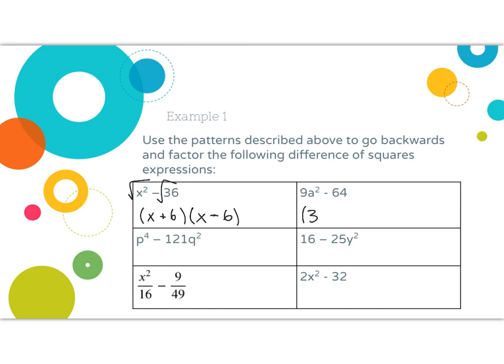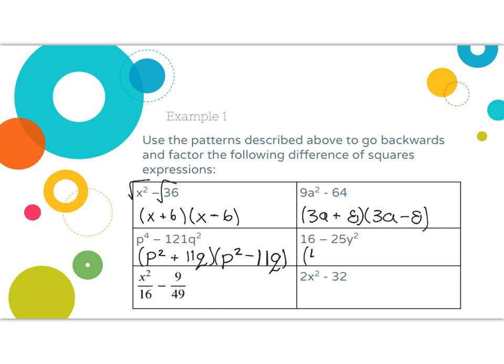So the square root of 9a squared is 3a, and we're going to get plus 8, and then we're going to repeat that: 3a minus 8. Square root of p to the power of 4 is p squared. So we're going to do plus the square root of 121q squared, which is 11q. And then we're going to repeat that: p squared minus 11q.